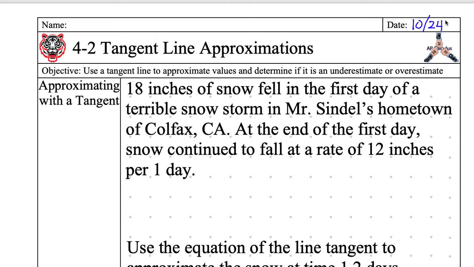So it's the same objective as yesterday in terms of the first part, and then we have this additional objective of determining whether it's an under or over estimate.